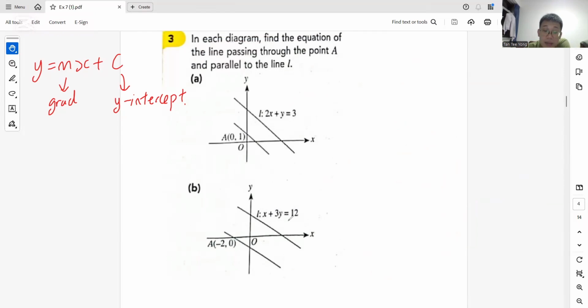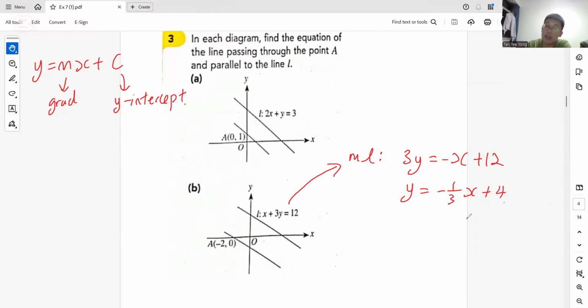All right, so same thing. The gradient of this line, how do I find out? I rearrange the equation of the line. So I will have 3y equals negative x plus 12. Then I divide by 3 to all the terms. So y equals negative 1/3 x plus 4.